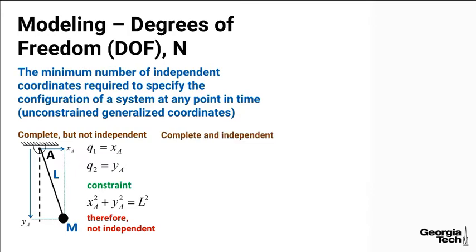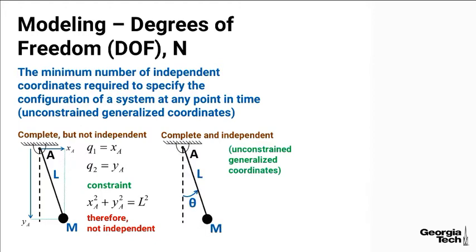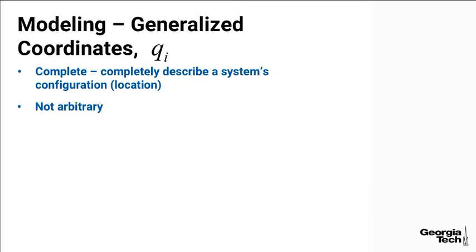Okay, after you thought about that, here's a system that's complete and independent. This is an unconstrained generalized coordinate where we measure the motion of the pendulum with an angle theta. So there's just one Q, Q1 equals theta, and this is a single degree of freedom system. Two good examples of generalized coordinates and degrees of freedom. We said that the generalized coordinates could not be arbitrary. So what did I mean by that?